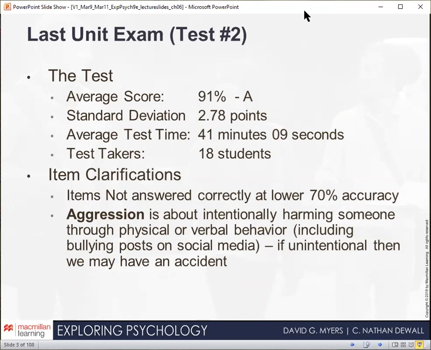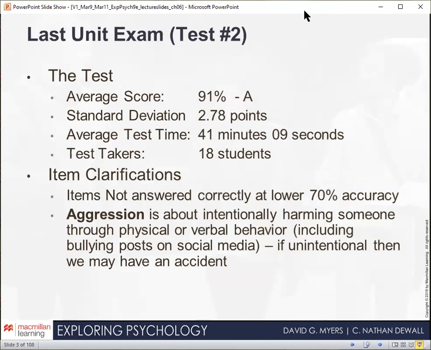So again, we saw a little bit of a dip in performance, and I think also an increase in the average time to take the test. I think last time, by the time I did the analysis, there were 20 people who took the test. Here we have 18 students looking at the data at this time.